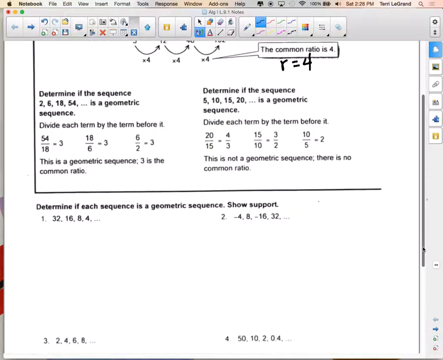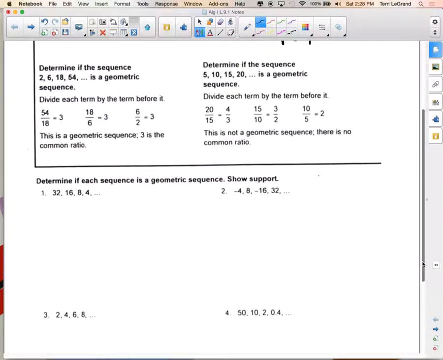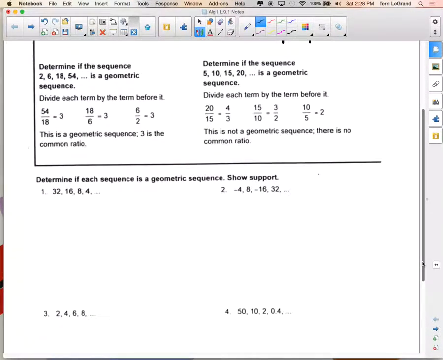Determine if the sequence 2, 6, 18, 54 is a geometric sequence. What you do is you divide a term by the previous term, because division is the undoing of the multiplying. So we're trying to find the multiplier. We start with a term and divide it by its previous term. So that's what they've done here.